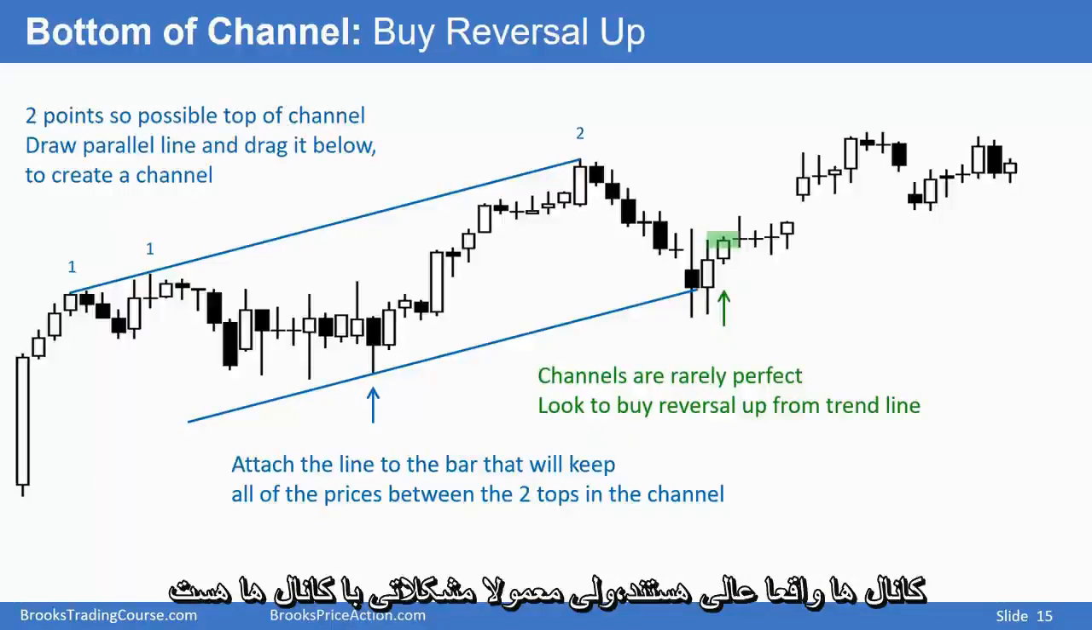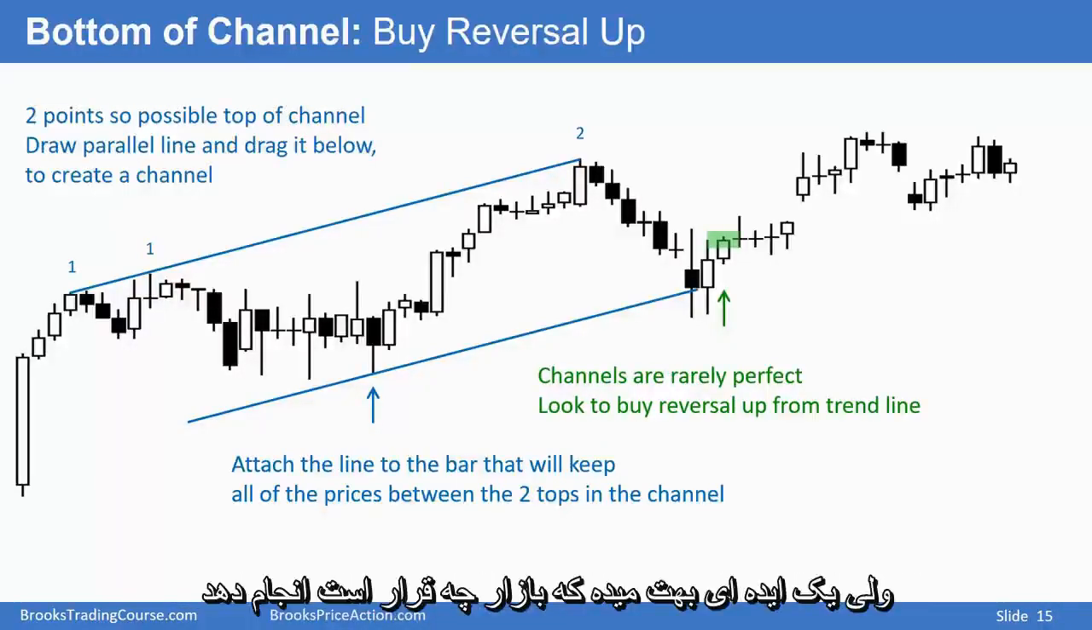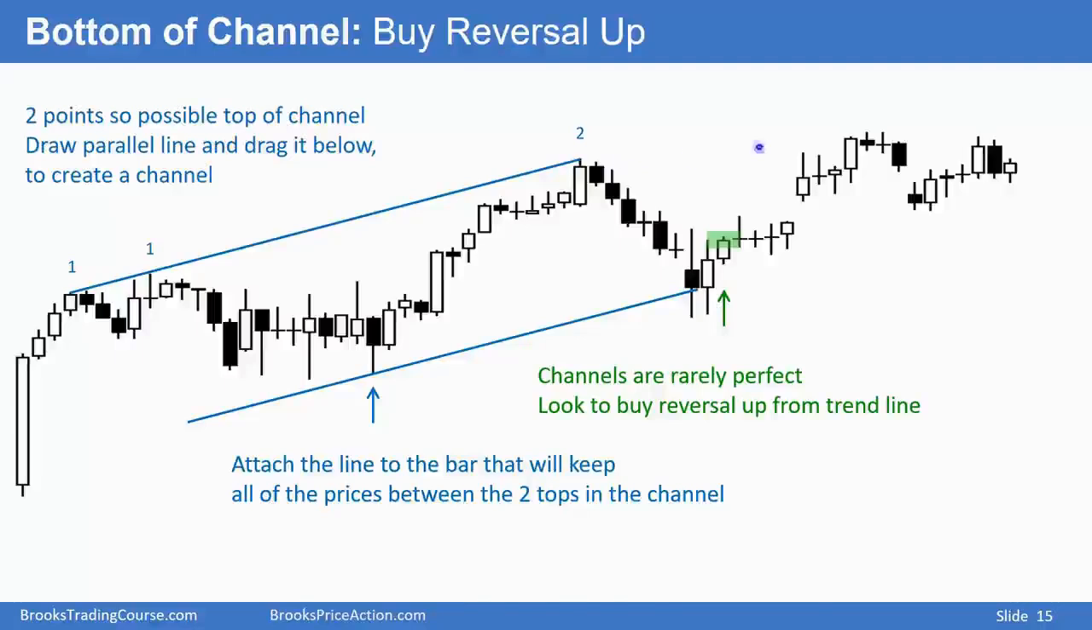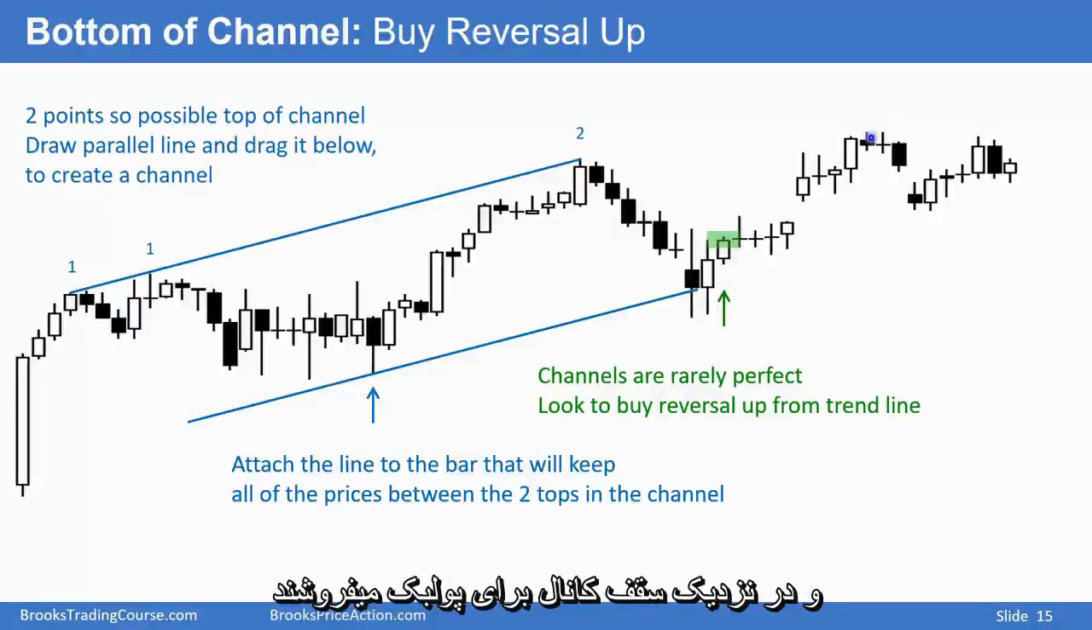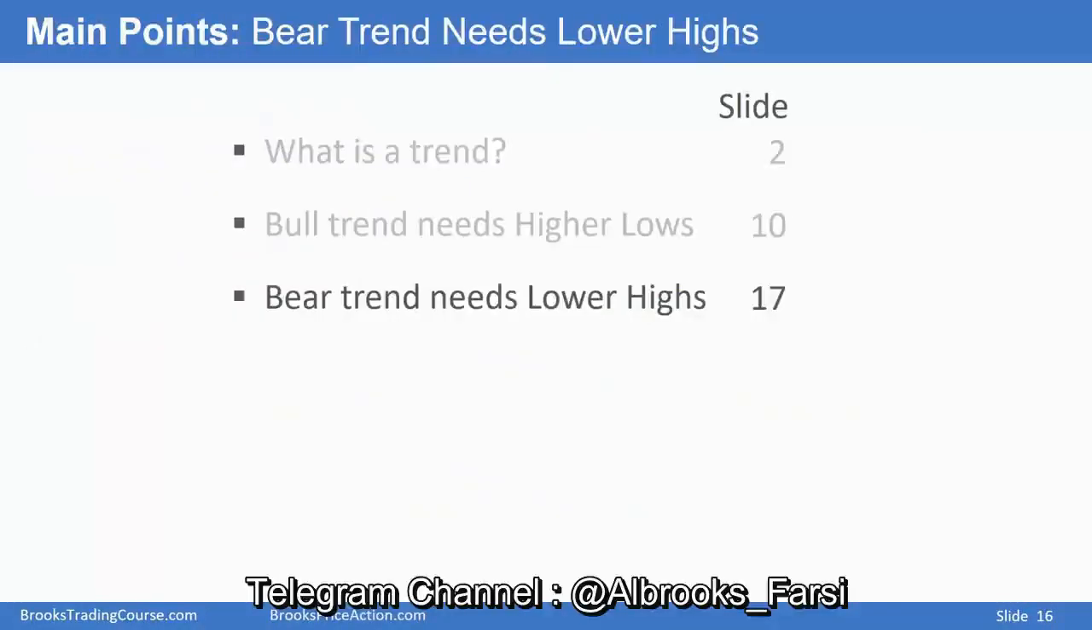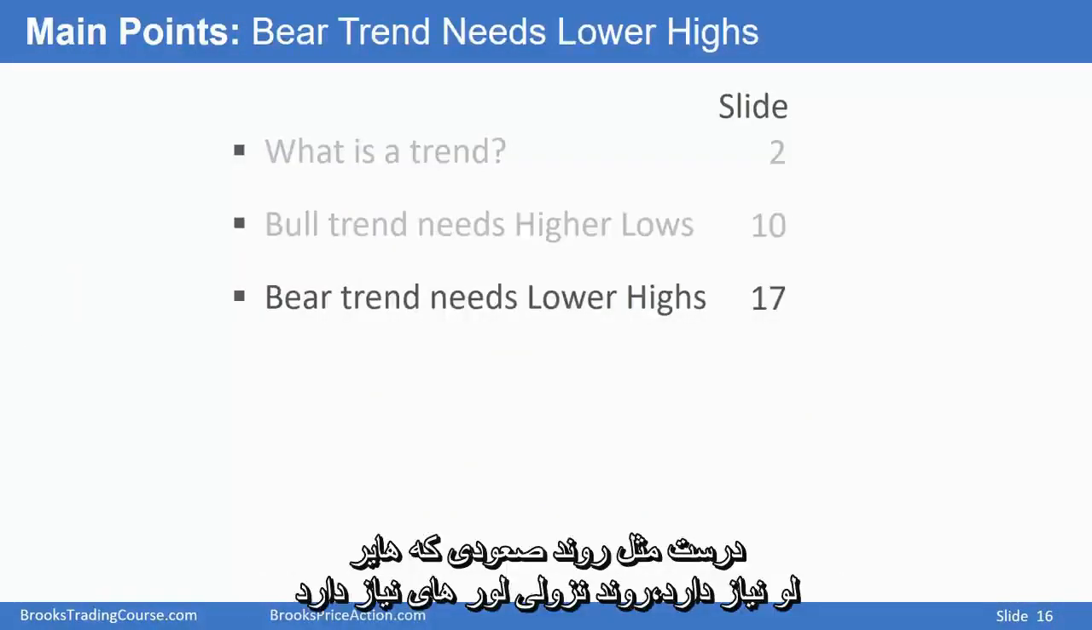Channels are rarely perfect. There's usually some problem with every channel, but it gives you an idea of what the market's trying to do. And if the market's near the bottom of a channel, traders look to buy for a reversal up. And if it gets near the top of a channel, they look to sell for a pullback. Just like a bull trend needs higher lows, a bear trend needs lower highs.